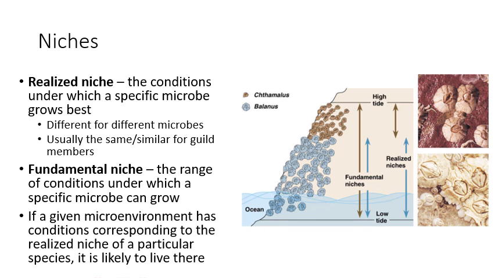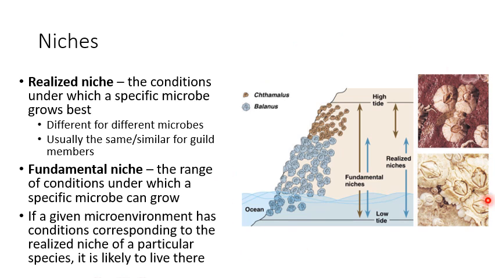But you can also find microbes living outside of their realized niche in microenvironments that would correspond to their fundamental niche. You're never going to find a microbe living in conditions that are outside of its fundamental niche. You might find some spores there, or a dormant form of the microbe surviving there, but you're not going to find the microbe reproducing in any microenvironment that has conditions outside the fundamental niche for that microbe.